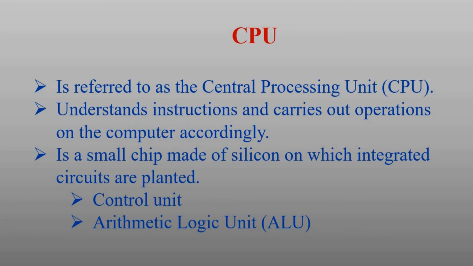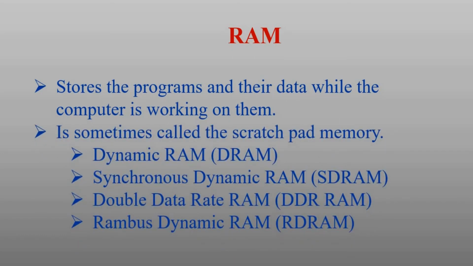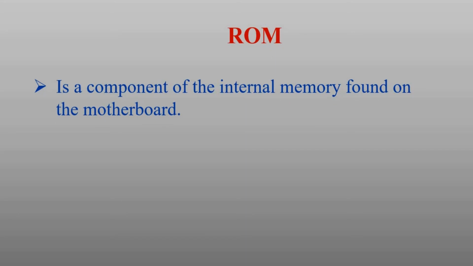RAM stores the programs and their data while the computer is working on them. So when we are working with particular data, for example, if you are saving your document, it is stored in the RAM. RAM can be classified into four types: dynamic RAM, synchronous dynamic RAM, double data rate RAM, and Rambus dynamic RAM. Then we can learn about ROM, which is read-only memory.